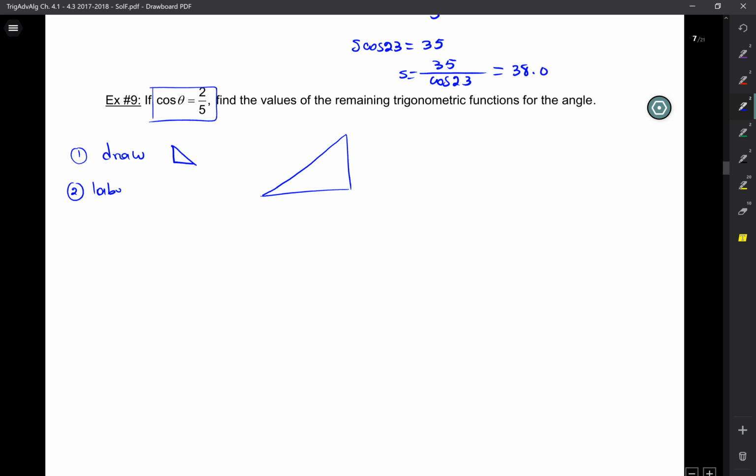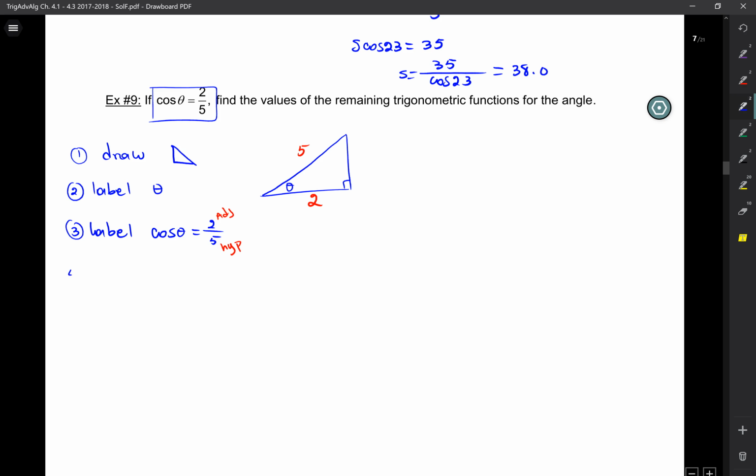We label an angle theta. I like to make it the bottom one, just because it's more consistent with everything we're going to do. And then I want to label the given trig function. So cosine of theta is 2 over 5, right? Okay, cosine is what over what? It's adjacent over hypotenuse. So that means the top number is the adjacent side, and the bottom number is the hypotenuse. So the top number 2 is the adjacent side. The bottom number is the hypotenuse.